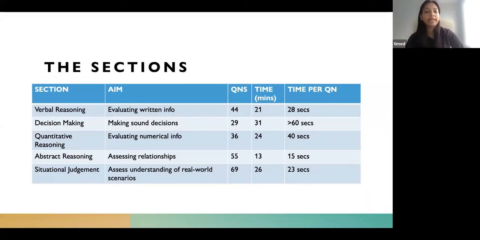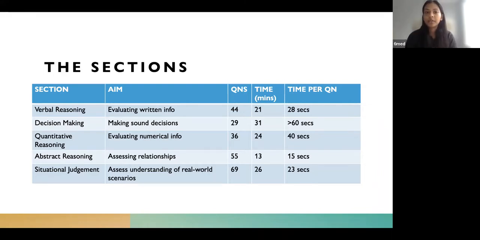Then you have abstract reasoning. So this is where you get lots of different shapes or sequences of shapes, and you need to find the next sequence. I'll go through what that means later on when I talk about that specific section. This is probably the section where you have the least amount of time per question. You get 55 questions and you only get 13 minutes to do it in. So per question, you only have 15 seconds. Again, with more and more practice, you'll be able to recognize patterns and sequences faster.